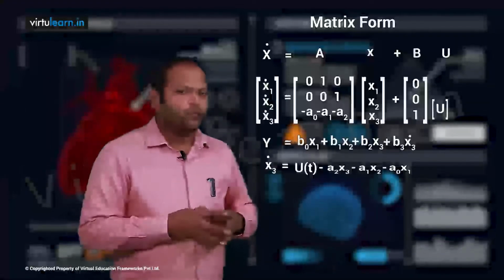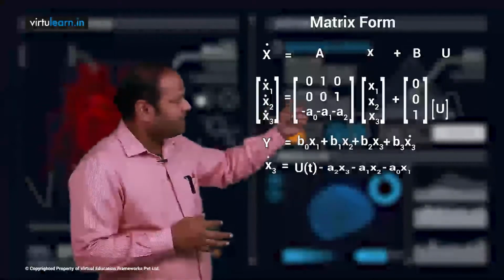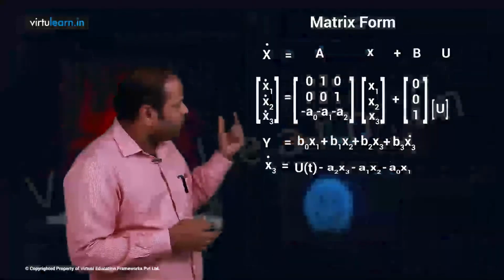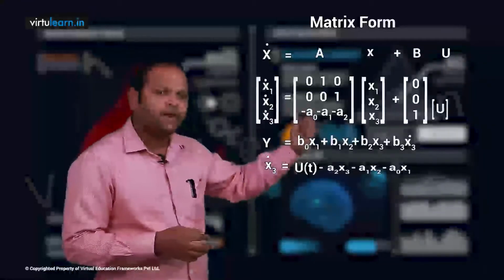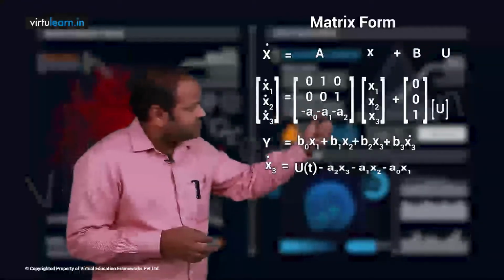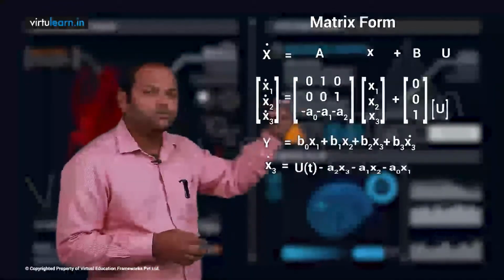Next, look at the output equation. So we already have the output y from the block diagram. From the block diagram, we can write the equation like this: y is b0 x1 plus b1 x2 plus b2 x3 plus we have x3 dot also. So that x3 dot, we have already the x3 dot equation. Take that and substitute here.